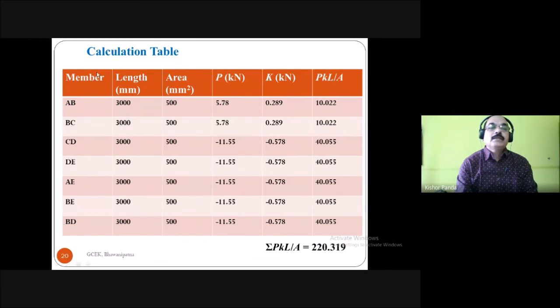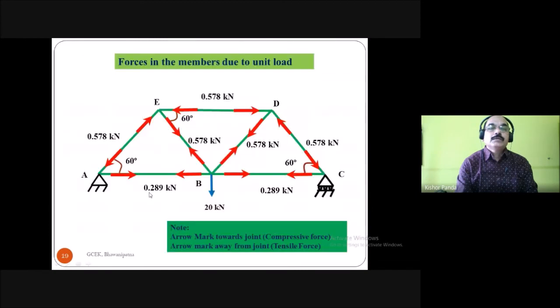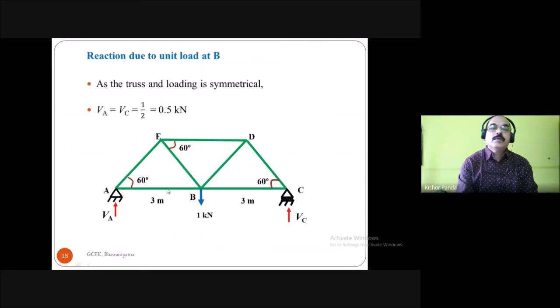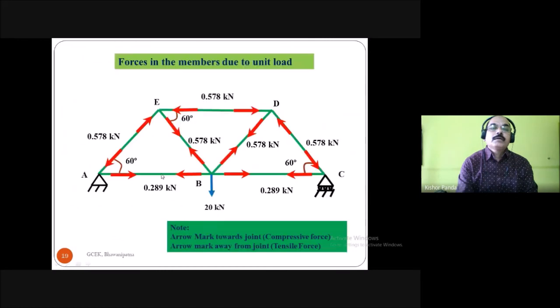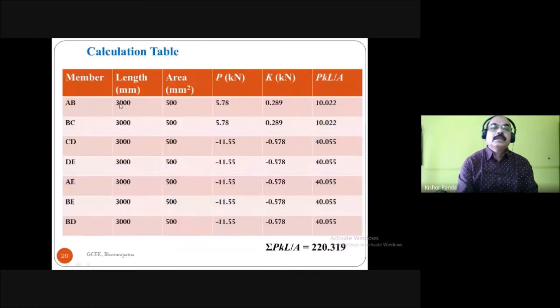Then take the length of each member in mm. AB is 3 meter and BC is 3 meter, and this angle is given as 60 degrees, so all angles are 60 degrees. The length of all the members is 3 meter, that is 3000 millimeter. AB length is 3000 mm, and similarly BC, CD, all lengths are 3000 mm. Then the area in millimeter square is 500.